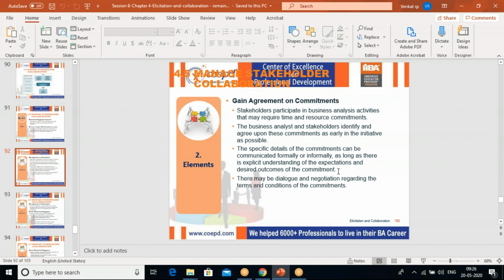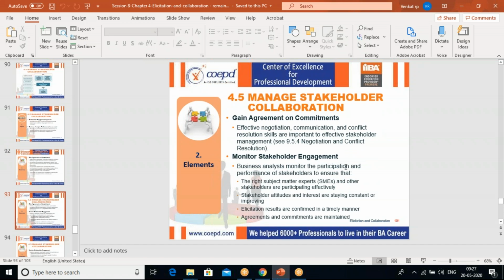Now this is what I've been saying beforehand as well. We have to buy in the stakeholders' time for them to contribute here. Okay, and then we have to monitor the stakeholder engagement. The next one is we have to monitor the stakeholder engagement. So how you are going to, okay, so we have to manage the stakeholder engagement.